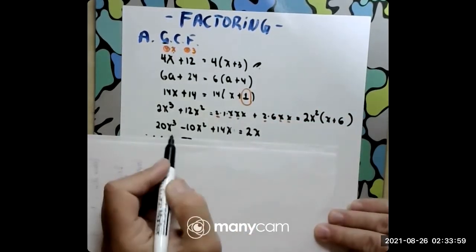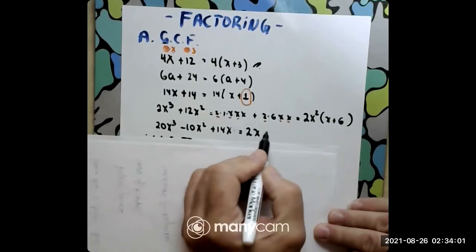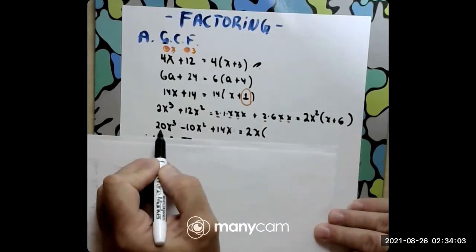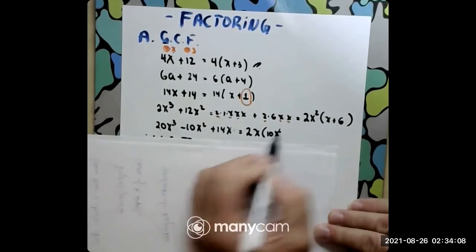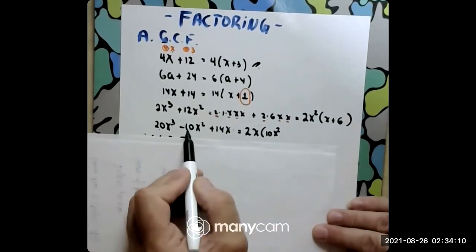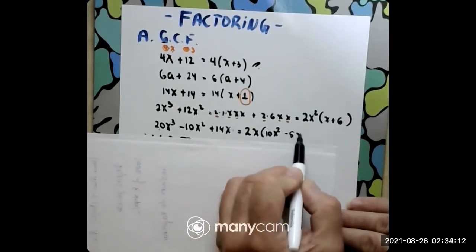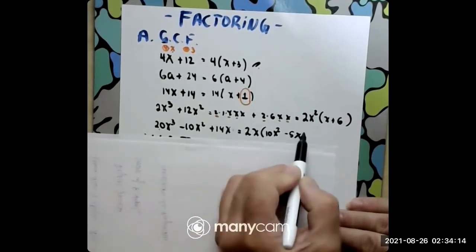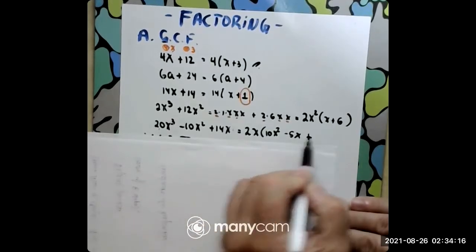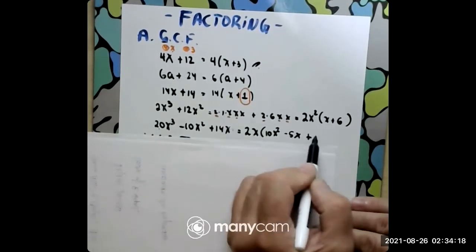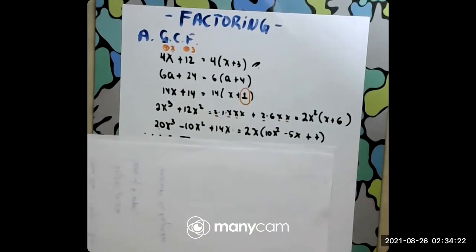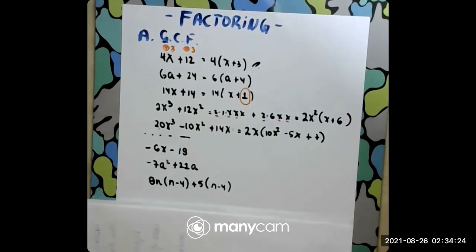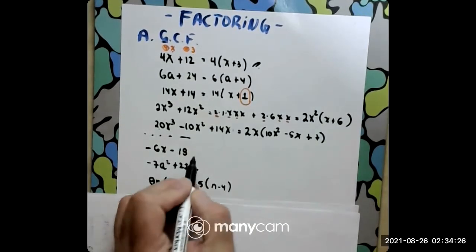Hopefully you got it. So let's continue here. Parentheses: 20 divided by 2 is 10. X to the 3 becomes x squared. And 10 divided by 2 is 5, x to the 2 leaves x to the 1, so we leave 1, plus 14 divided by 2, so we leave behind the 7, and that's it. We are done. Okay, so let's continue here very quickly, folks.